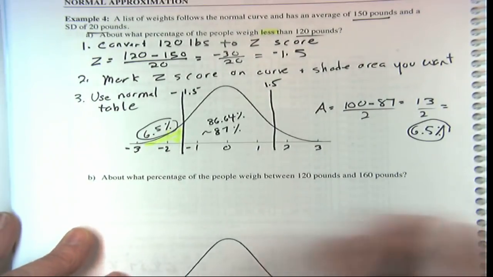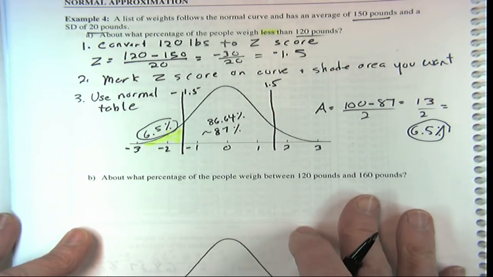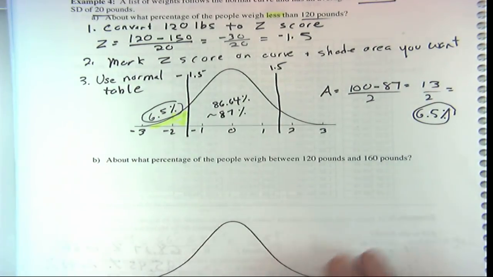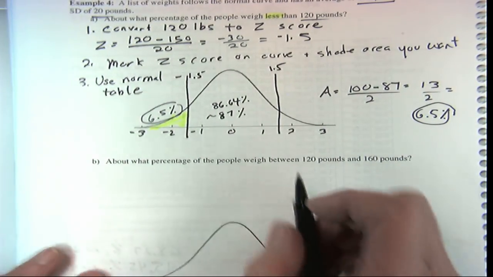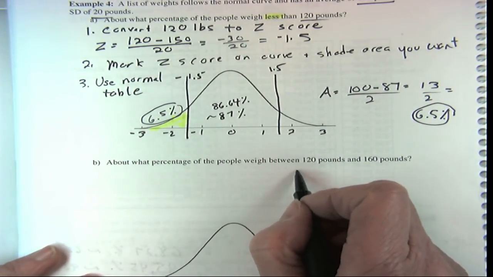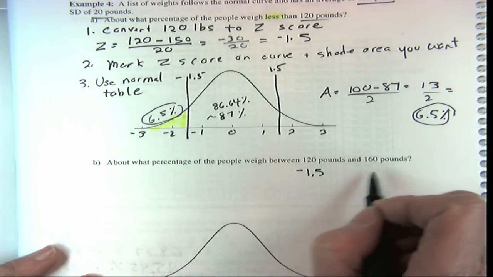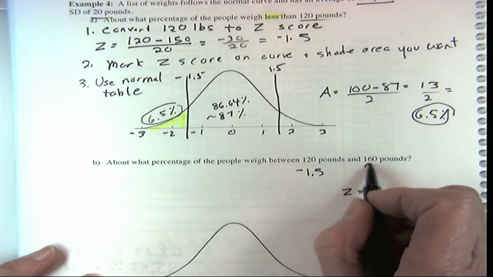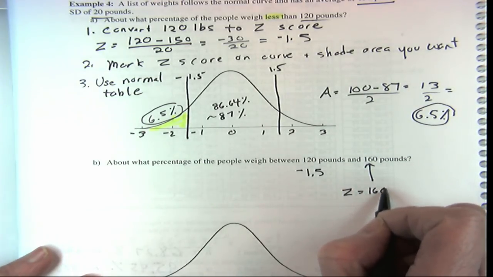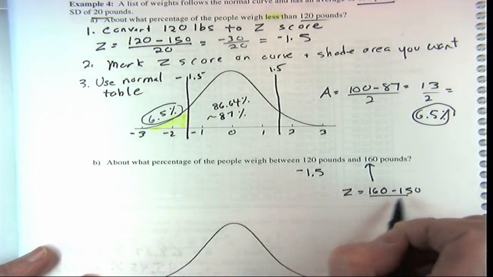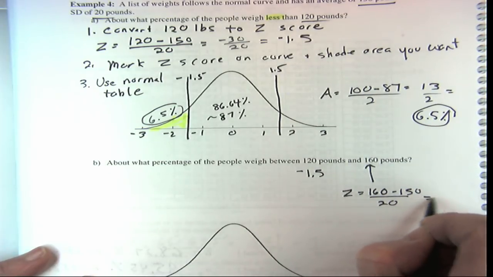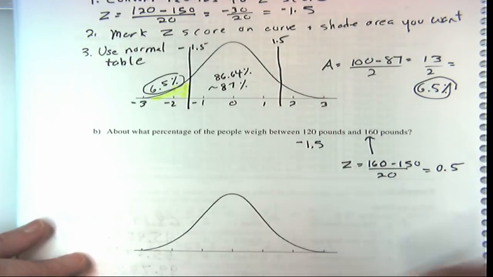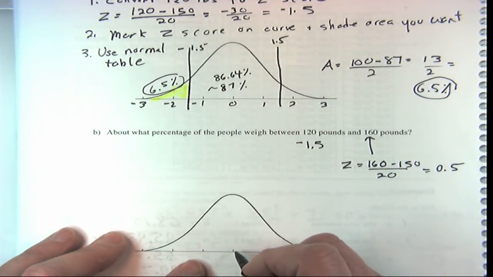Now, what percentage of the people weigh between 120 and 160? So we'll just do this last problem. So we already know 120 is what? Negative 1.5. So now we just need the z for that one. So the z for that one is what? 160 minus 150 over 20. So that's 0.5. All right, so we're just going to mark it on the curve.